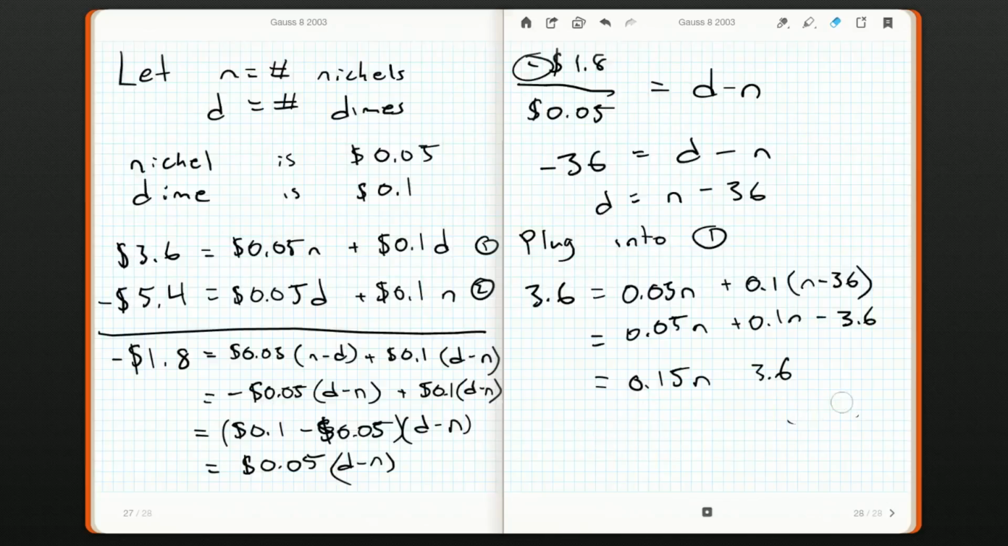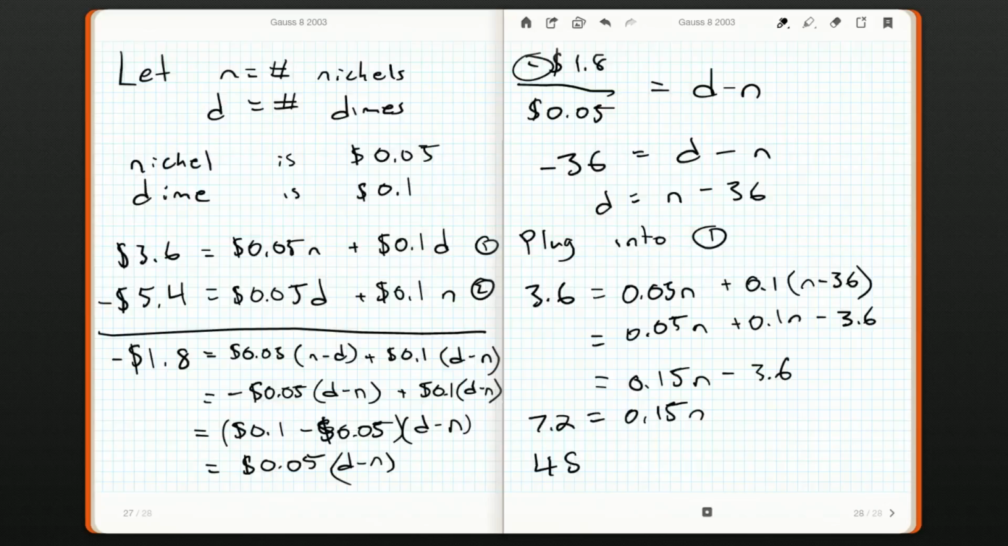I knew I was getting a gibberish answer. Because if n was 0, that would mean that all we care about is the number of dimes, in which case 3.6 should be bigger than 5.4 because the dimes are counting for less in the second equation. Okay. So 7.2 is 0.15 n. Well, let's divide through. 7.2 divided by 0.15.